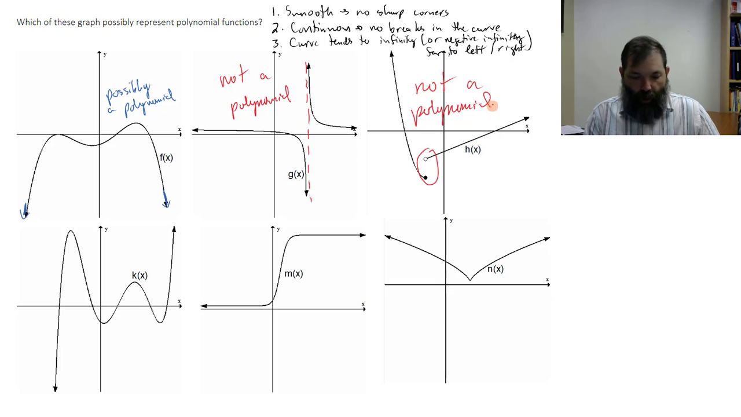All right, let's look at k of x. Curve looks smooth. There's no sharp corners. Continuous. I can draw the entire curve without picking up my pen. Does the curve tend to infinity or negative infinity far to the left or to the right? Far to the left, it tends to negative infinity. Far to the right, it tends to positive infinity. This is possibly a polynomial.